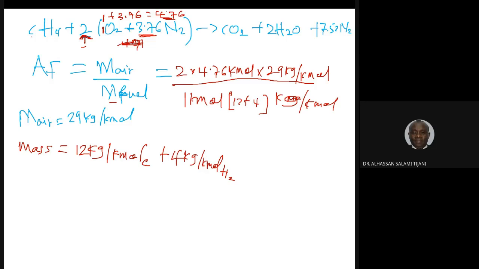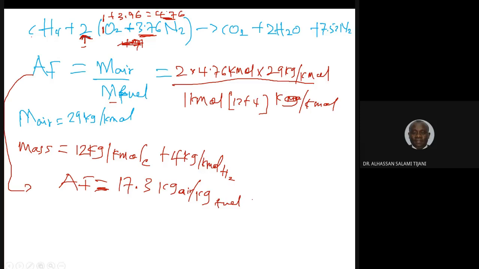All right. So if you solve this equation carefully, you get the air fuel ratio equals 17.3 kilogram of air per kilogram of the fuel. All right. So this is the solution to the first part of this question. So I would like to stop over here.